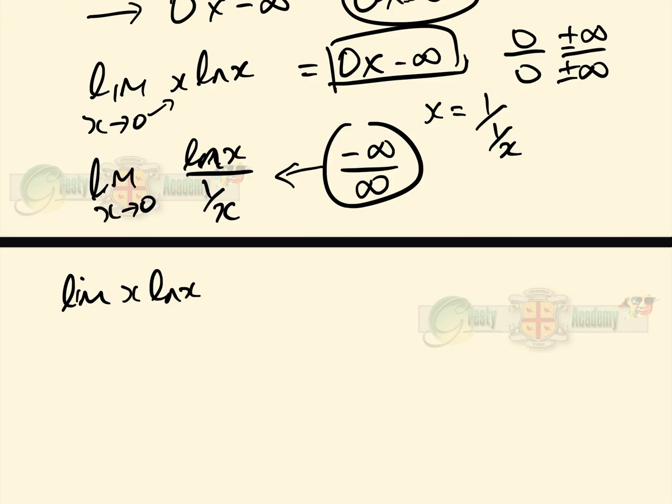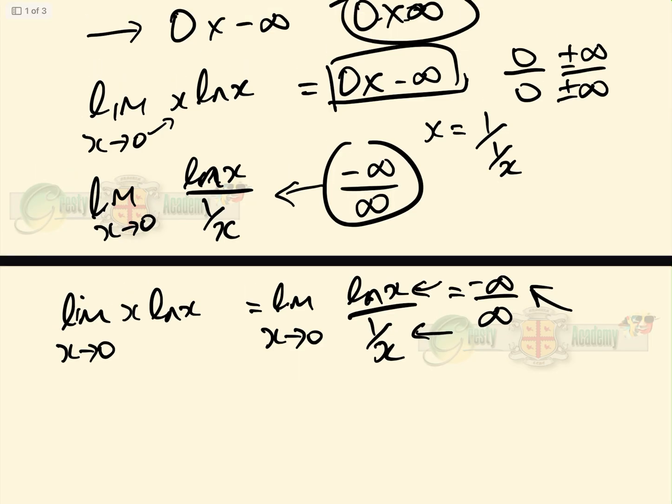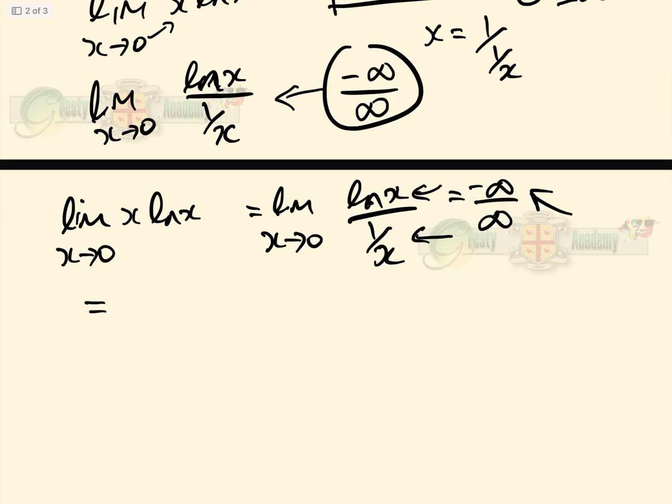So we have the limit as x approaches 0 of x log x. That's the same thing as the limit as x approaches 0 of log x over 1 over x, which we have just established is minus infinity over infinity, an indeterminate form in which we can use L'Hopital. So now we can differentiate the top, differentiate the bottom, and that limit is equal to the limit as x approaches 0 of the derivative of log x, which is 1 over x, over the derivative of 1 over x.